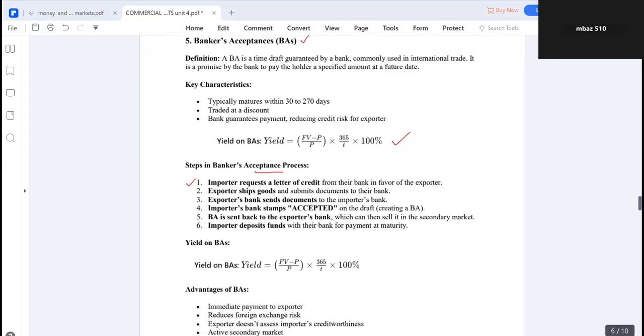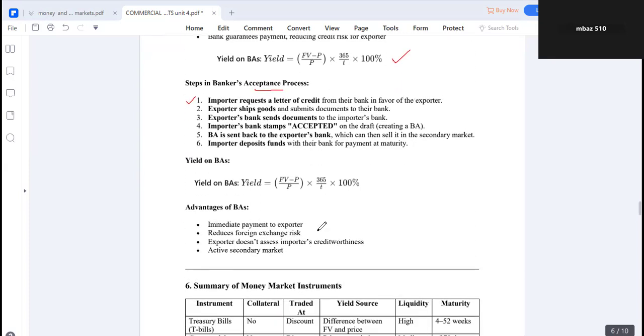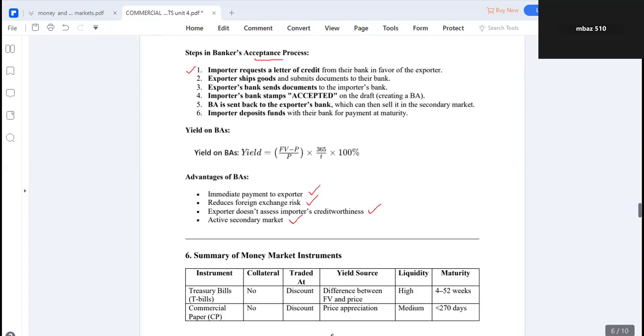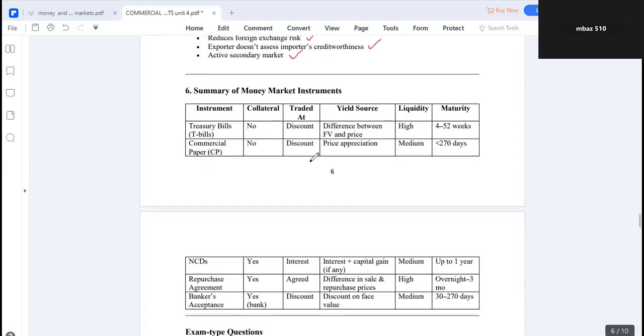Okay, so the formula as has been given is face value minus price over price times 365 over time. So the advantages of the BA is that number one, immediate payment is given to the exporter. It also reduces foreign exchange risk. The exporter doesn't assess the importer's creditworthiness because the bank is a guarantee, and this instrument is active in the secondary market.